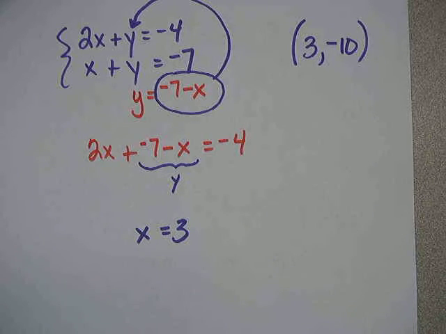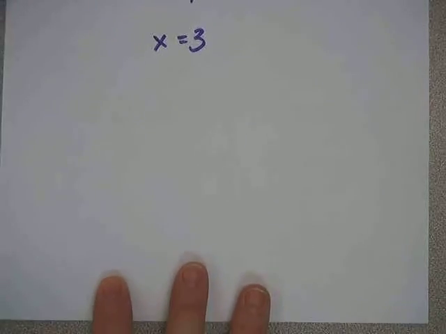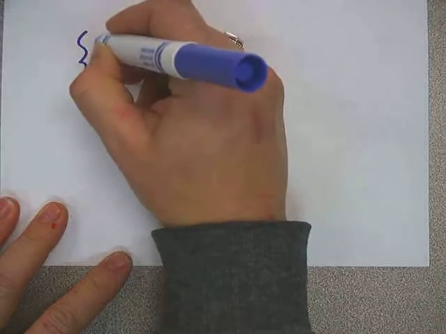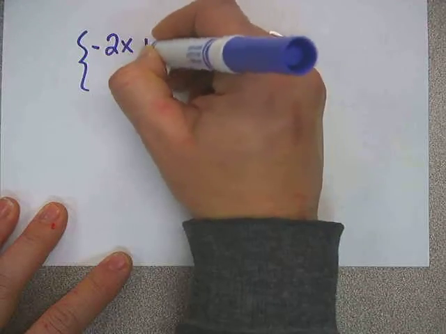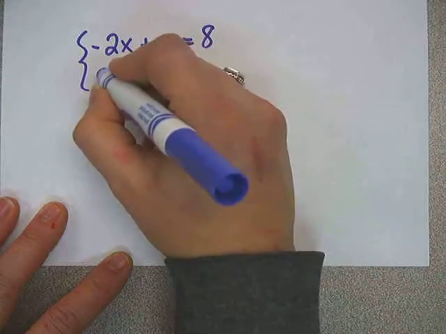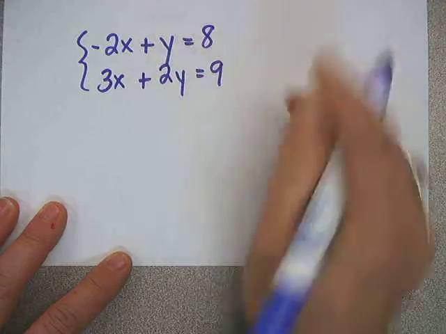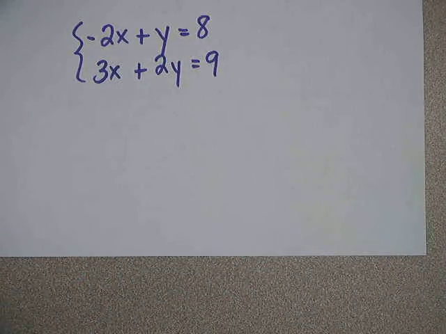Okay, so those were 3 really basic, really good examples of substitution method, but there's a few little tricks. So I want to do one more, because you have to be aware that sometimes when you substitute, you are going to have to use the distributive property. And this example will illustrate that.